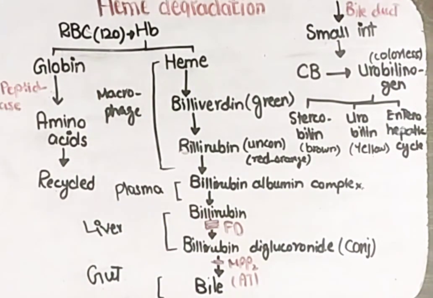The two most important things were also how carbon monoxide acts as an anti-inflammatory substance, and I also told you how the color of bruises changes with time and why. So this was all about heme degradation. I hope it is very clear to you.